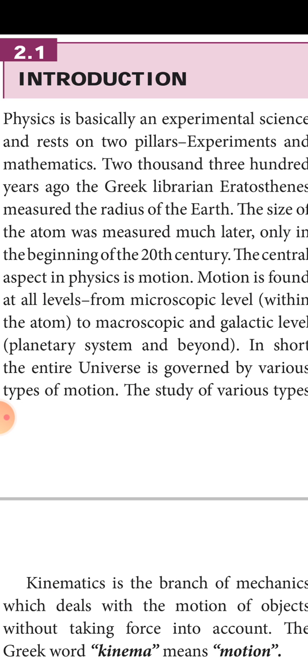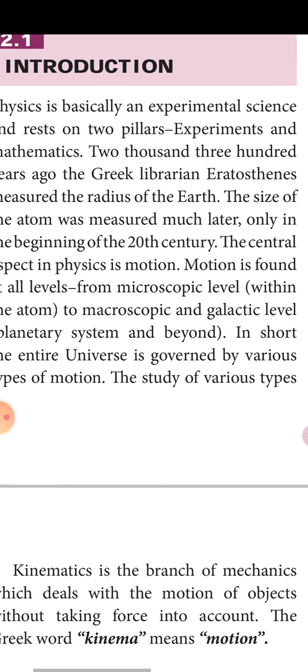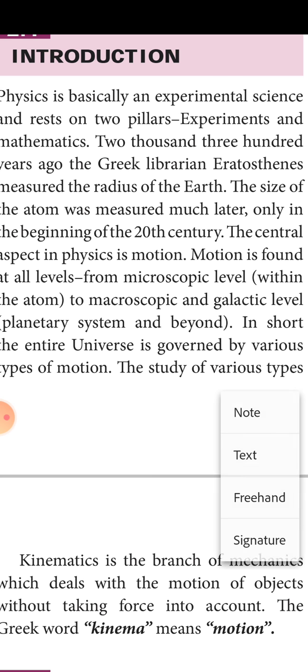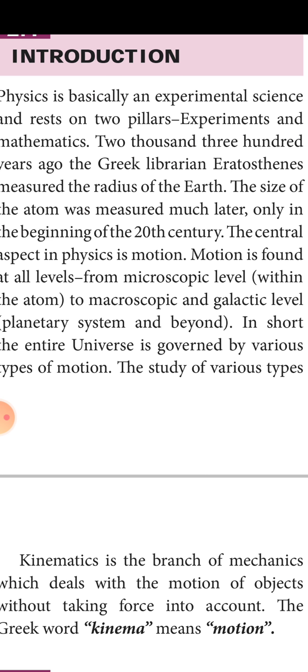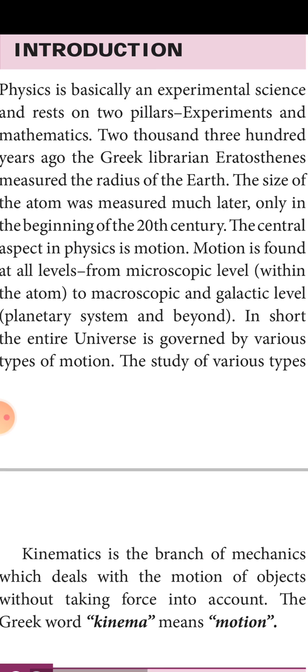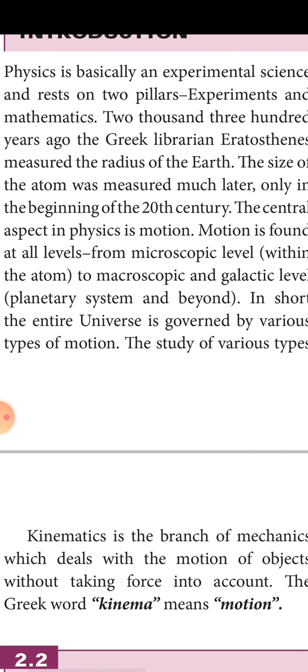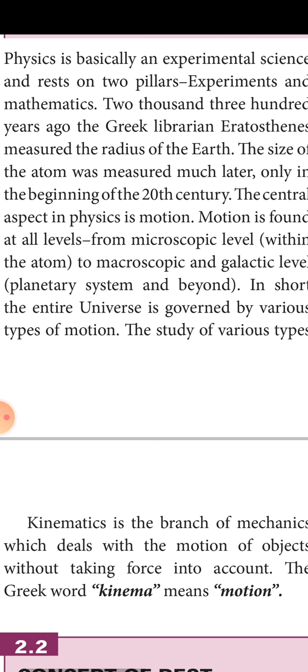We know that physics is basically an experimental science. In this lesson, the two important pillars of kinematics are experiments and mathematics. 2300 years ago, the Greek librarian Eratosthenes measured the radius of the earth, and the size of the atom was measured much later, only in the beginning of the 20th century. A central aspect in physics is motion.